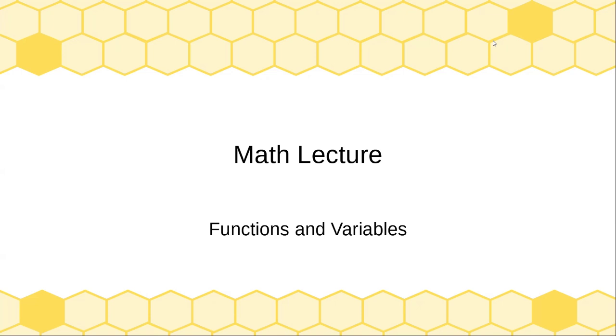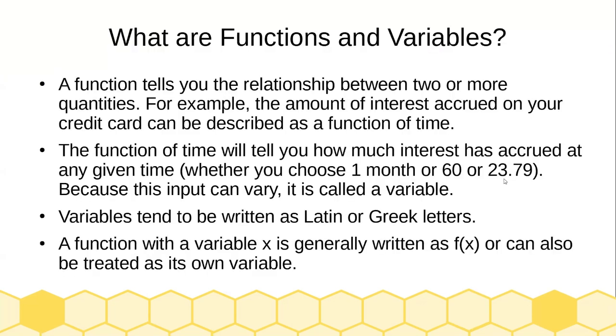So, the first thing that we need to talk about is defining the terms functions and variables. So, what are functions and variables? A function tells you the relationship between two or more quantities. For example, the amount of interest accrued in your credit card can be described as a function of time. If you get a student loan or a mortgage, they'll give you a paper that will tell you how much you owe at any given time.